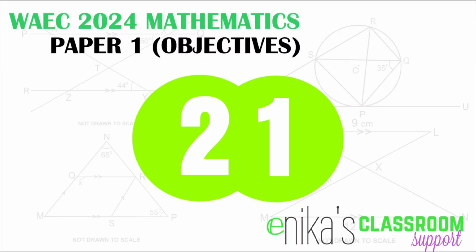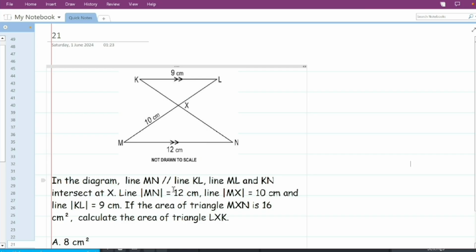Question 21. In the diagram, line MN is parallel to line KL. This line and this line are both parallel to one another. Line ML and KN intersect at X. That's line ML and line KN, these two lines, meet at X. Line MN is 12, and line MX is 10. And line KL is 9.